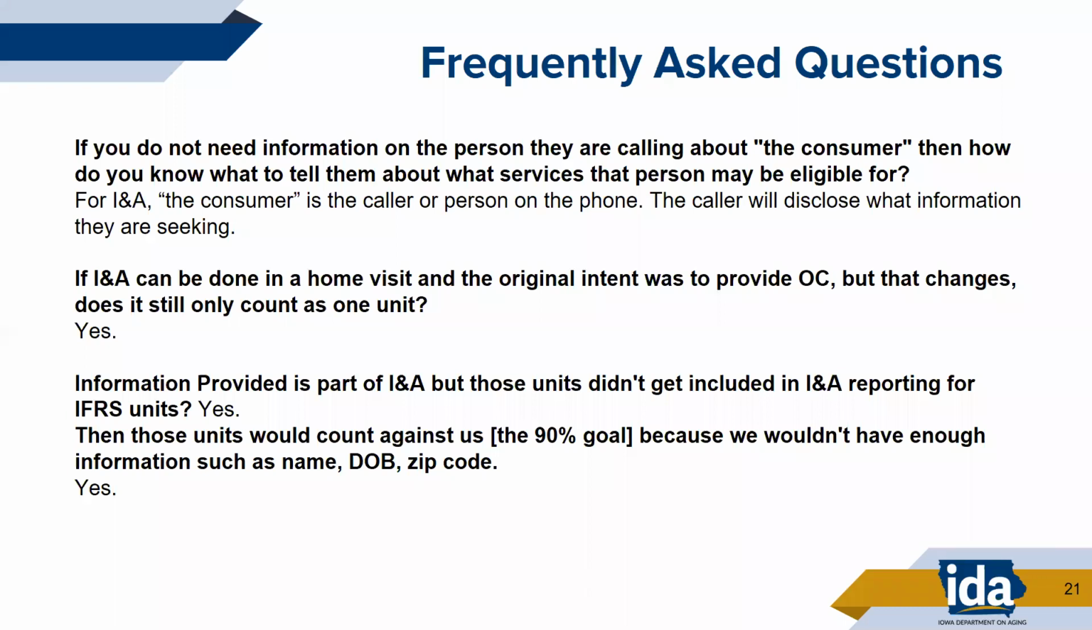If you do not need information on the person they are calling about, the consumer, then how do you know what to tell them about services that person may be eligible for? The first piece of that is, when we are talking about information and assistance, the consumer is the caller and person on the phone. That caller will disclose what kind of information they are seeking on that individual. Again, through that guided interview process, that information will be disclosed.